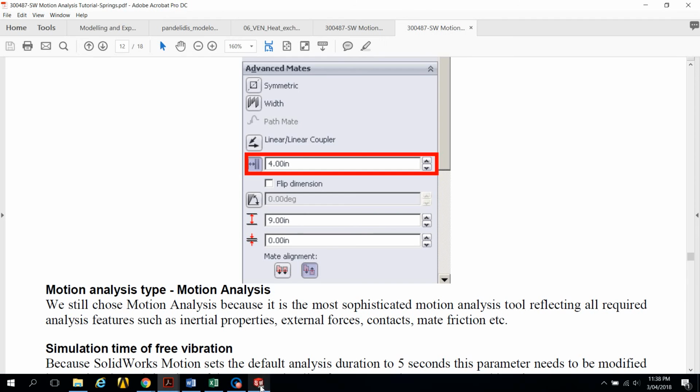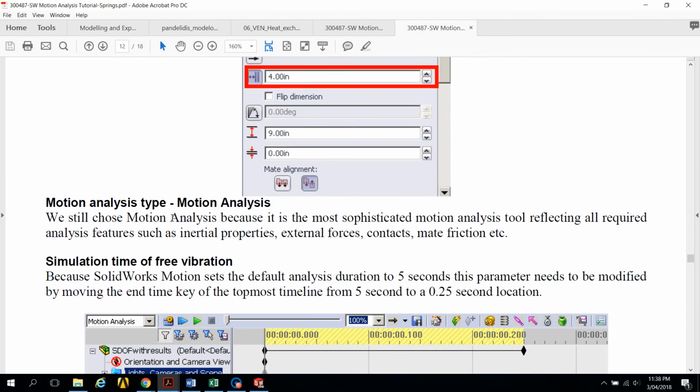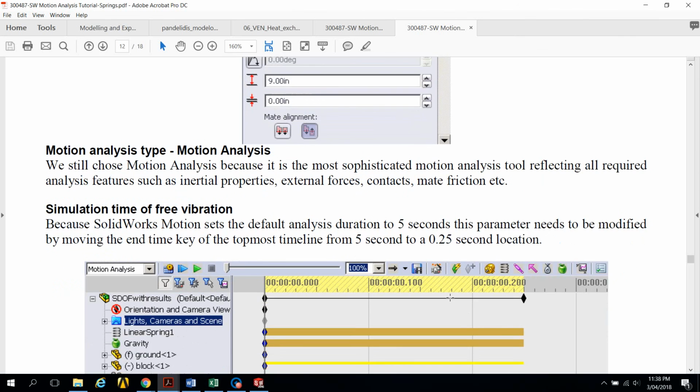Okay, now motion analysis type. We still choose the motion analysis. The time is going to be 5 seconds. We have to take it to 0.25 seconds only.